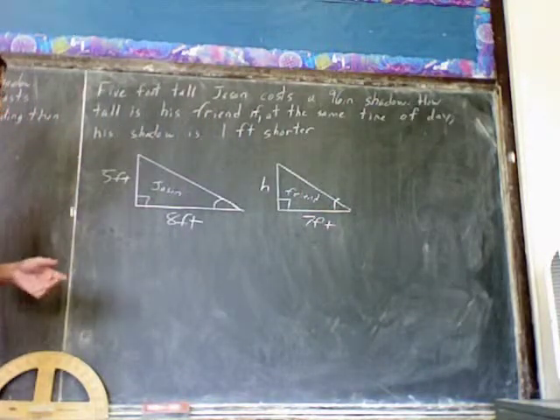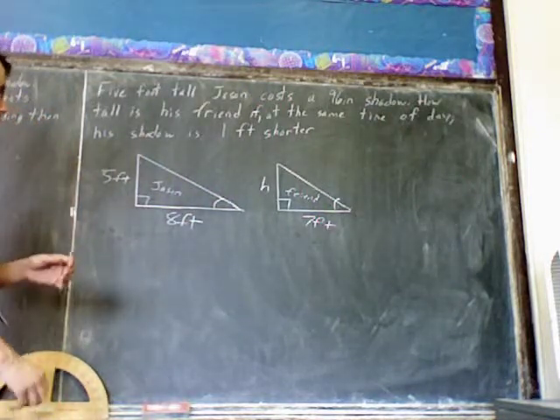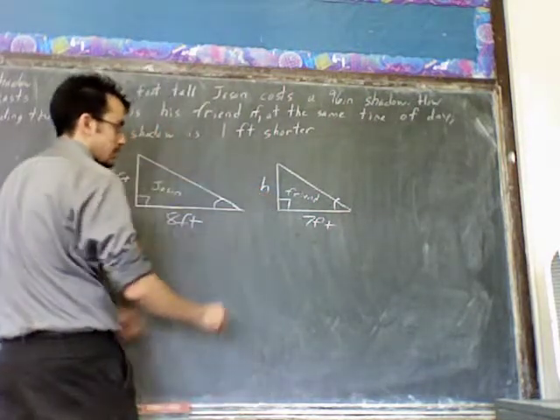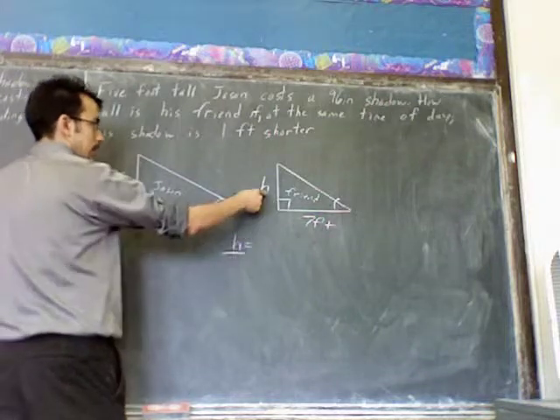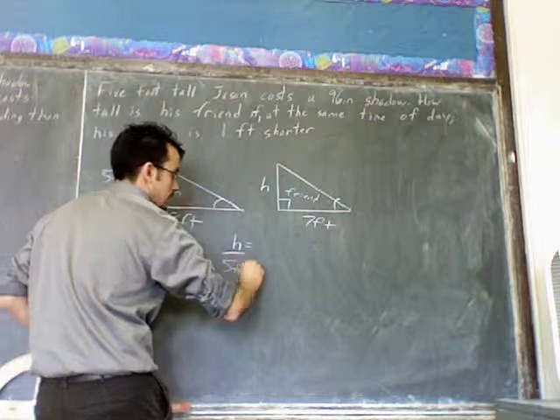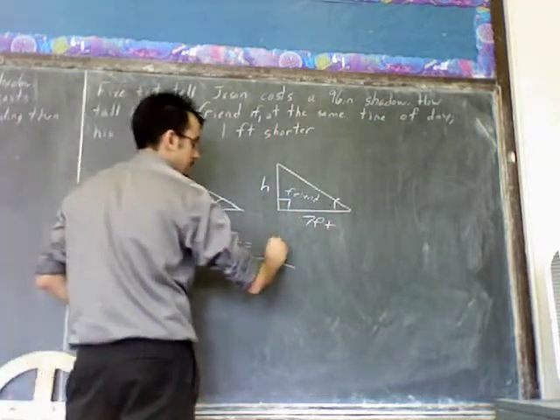And now we've got the diagram, we can set up the proportion, I should say. Pick any one of these. I'll start with what I want. I want H. I want to know the height of the friend. So the height, well, I can compare to Jason's height. H is to 5 feet, as 7 feet is to 8 feet.